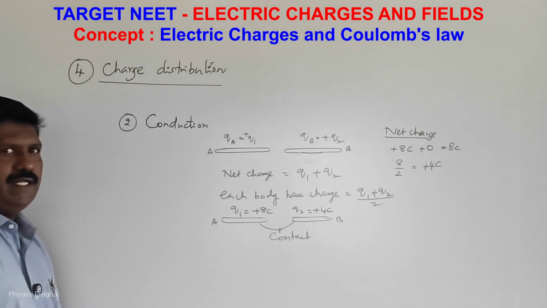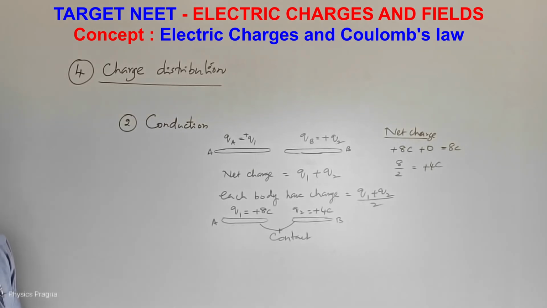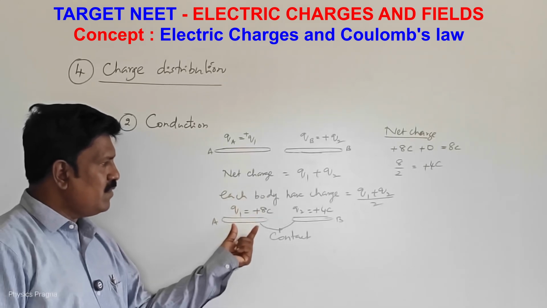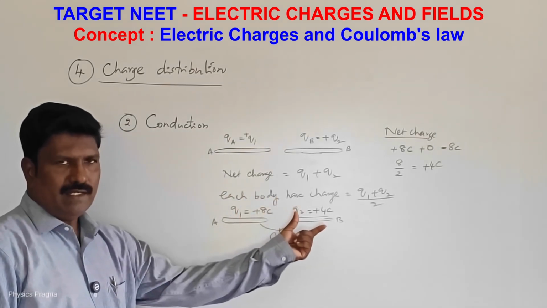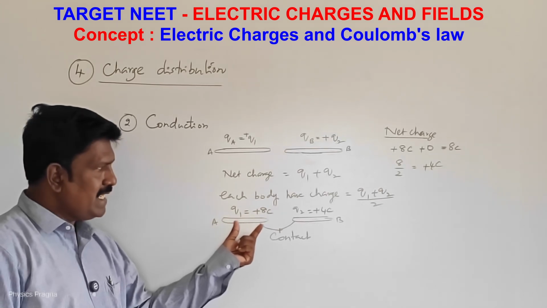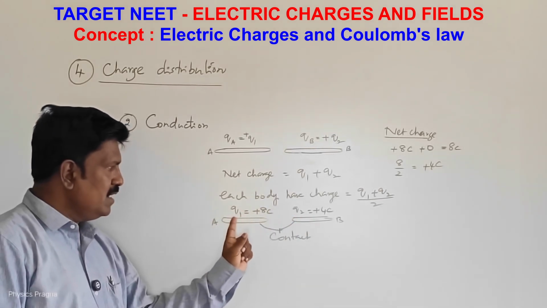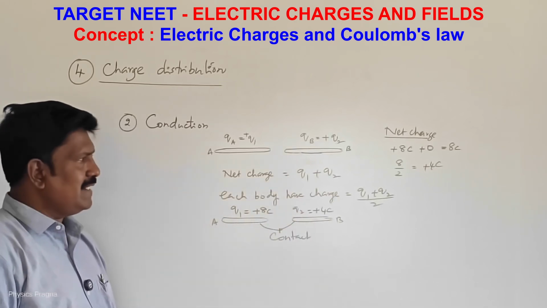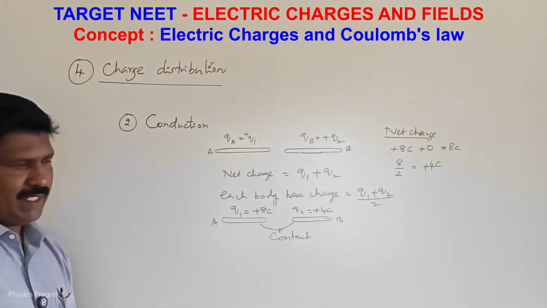Whenever two bodies are made into contact, the charges will flow from one body to another body. The body having more charges, from this body A to B, the charges will flow. Here the body having more charges means more potential, and the other is having less potential. So from high potential to low potential, the charges will transfer. Like that the conduction takes place.